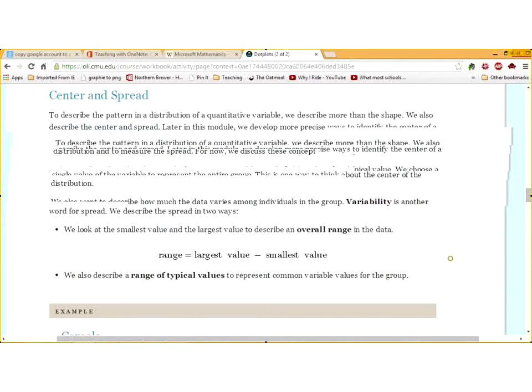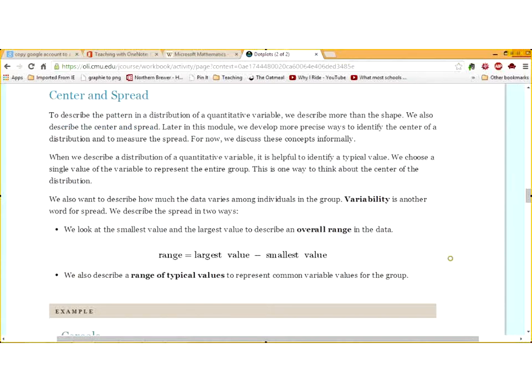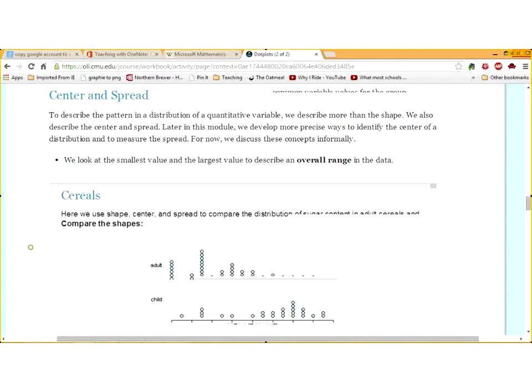So that's shape: right skewed, left skewed, bell-shaped, or uniform are some of the ways we describe shape. Center and spread. For center, we're looking at a typical value, or sort of the middle. At this point, it's just looking at it and guesstimating. And then spread is talking about the variability. So you can talk about the overall range, which is the largest minus the smallest. And then also you can talk about the typical range, the range of typical values, which is where most of them are.